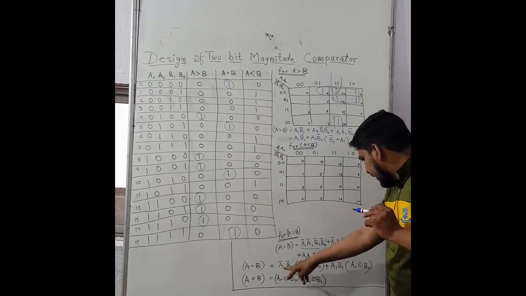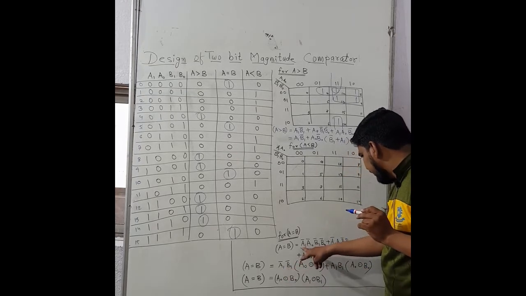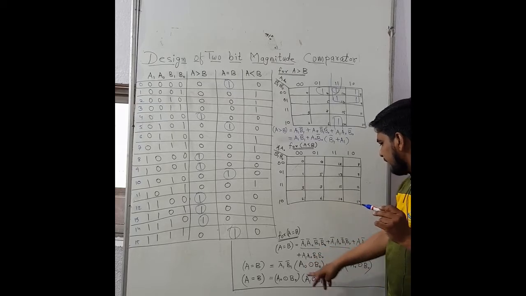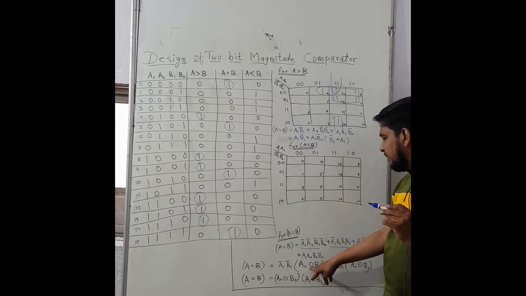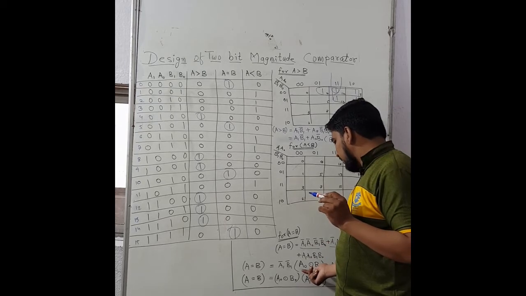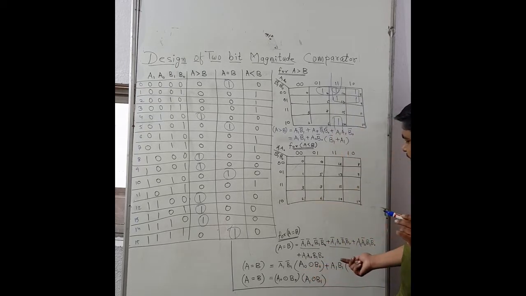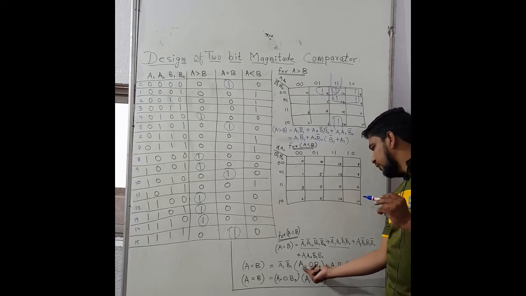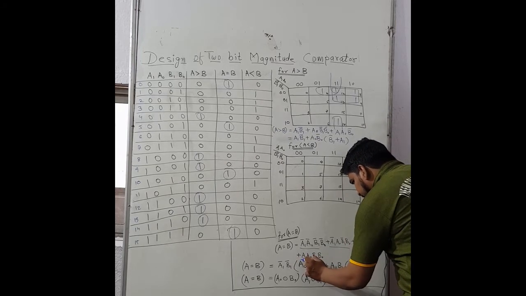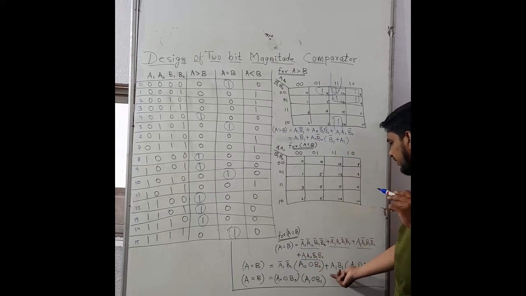In the bracket we are getting A0 XNOR with B0, because A0 bar B0 bar plus A0 B0 is nothing but the output expression of XNOR. So we can write A0 XNOR with B0. From these two terms we can take A1 B1 common. If we take A1 B1 common, we are getting A0 XNOR with B0.